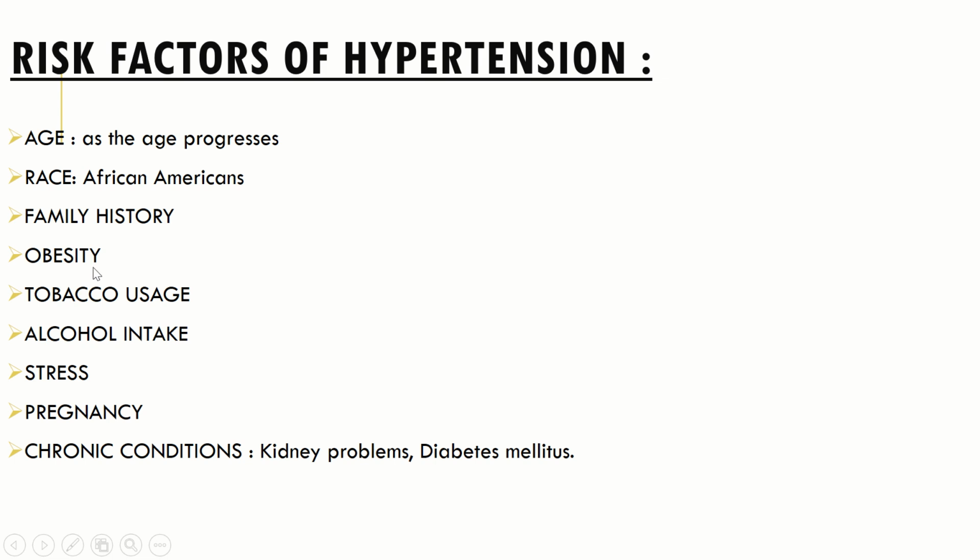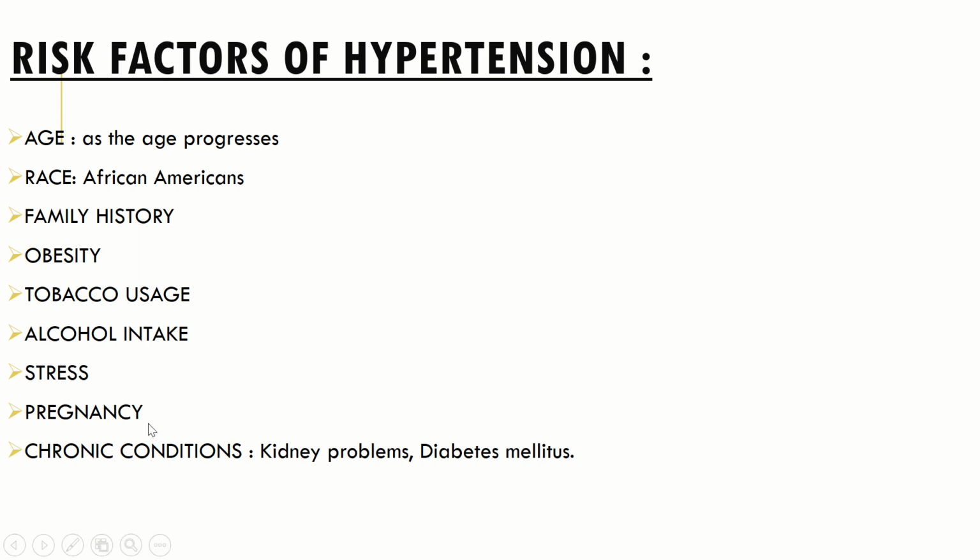Obesity: if the patient is obese, with a high BMI, then there is a chance of getting hypertension. Tobacco usage: because of tobacco, the blood vessels will be narrowed, as we saw in the picture of pre-hypertension. The narrowing of the blood vessels will happen much sooner, so that can cause hypertension. Alcohol intake causes hypertension. Stress is the main common factor; because of stress, hypertension occurs.